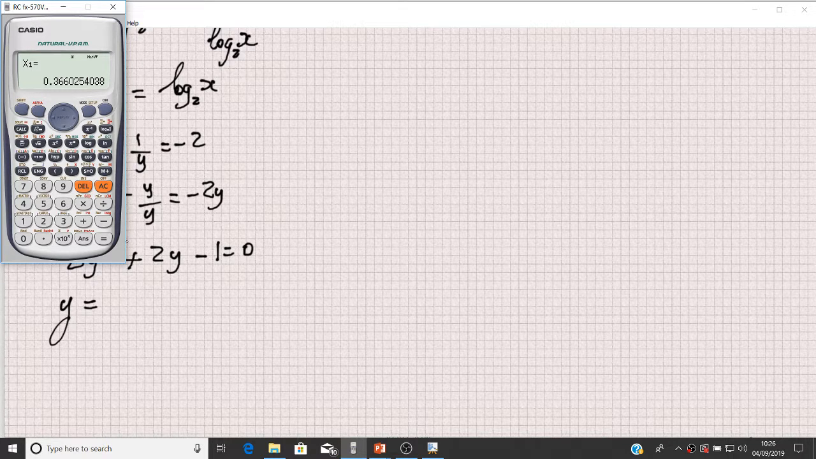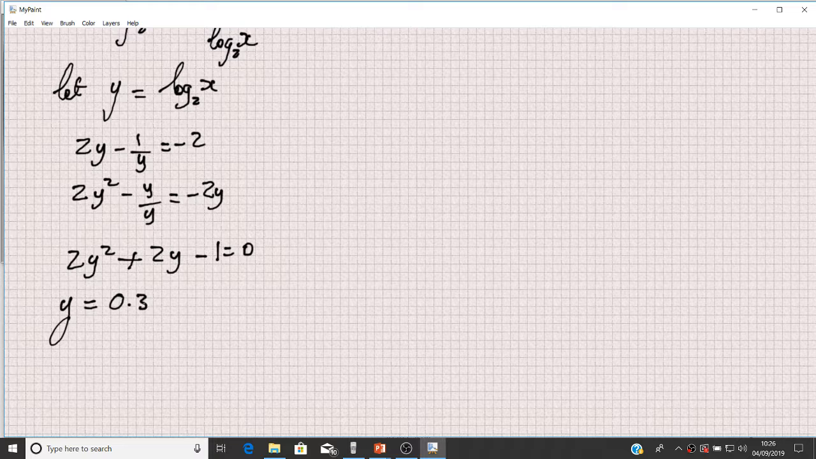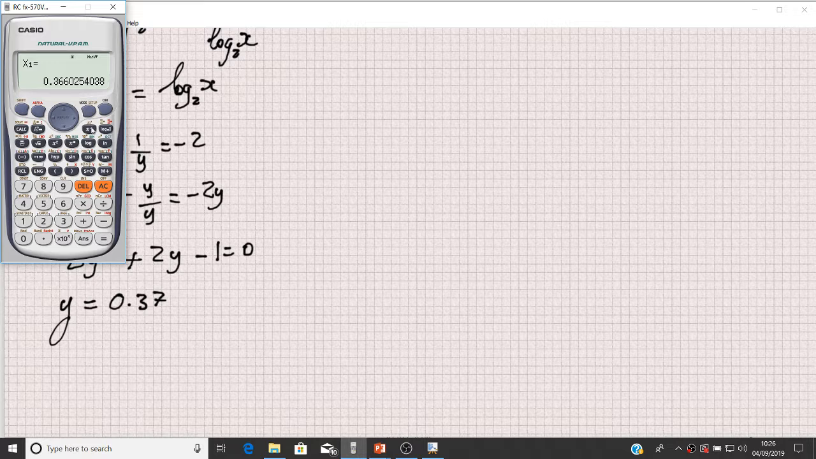So 0.366, we'll call it 0.37. Just round it to 0.37 is the first value for y, and the second value for y is negative, it's a third again, we'll just decimalize it, negative 1.37.